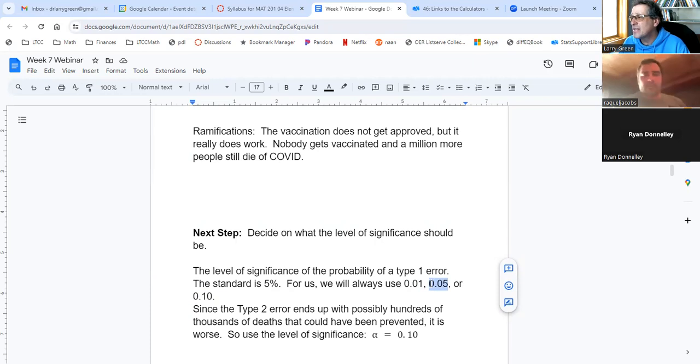I will let you know that if it's more of a psychology research thing, or a news article where no one's dying or anything, either way, 0.05 is a standard. So 5% is a standard level of significance. So you start at 0.05 and then see, is there a reason I should go up to 0.1 or down to 0.01? Any questions on that?